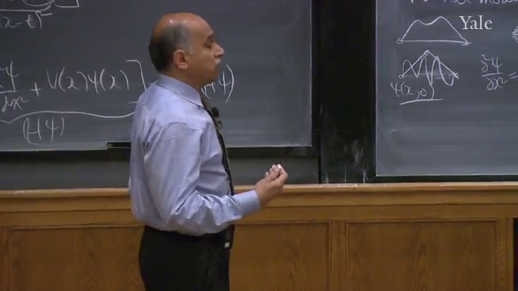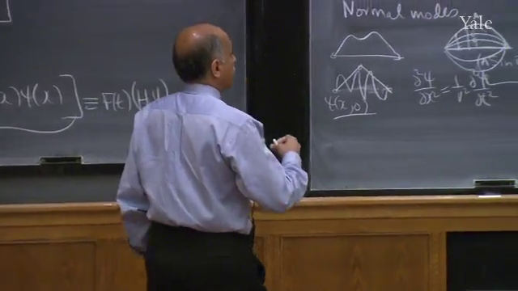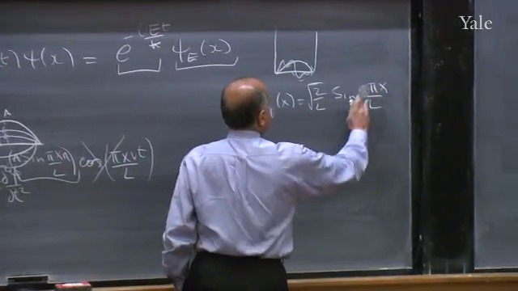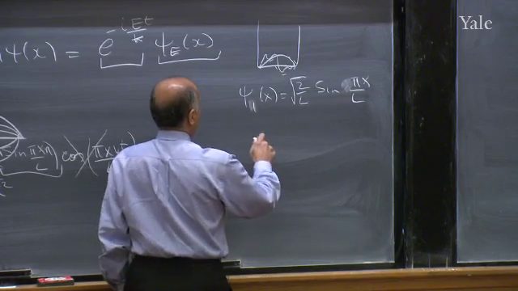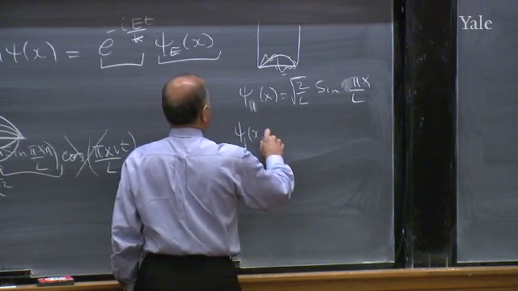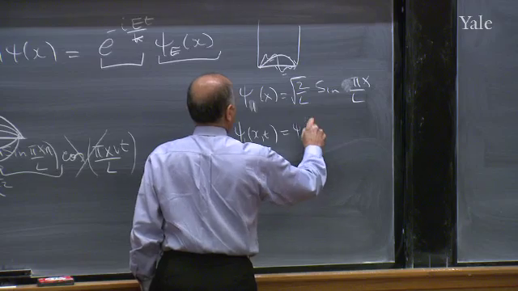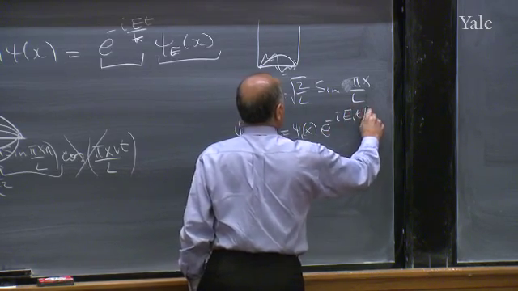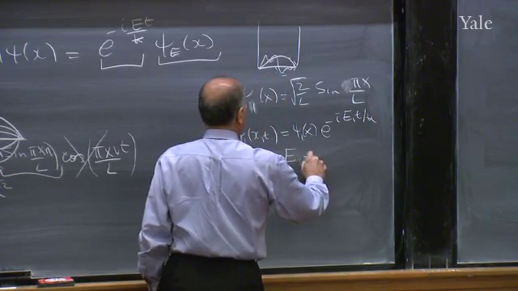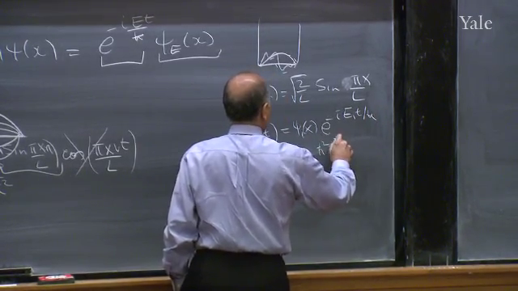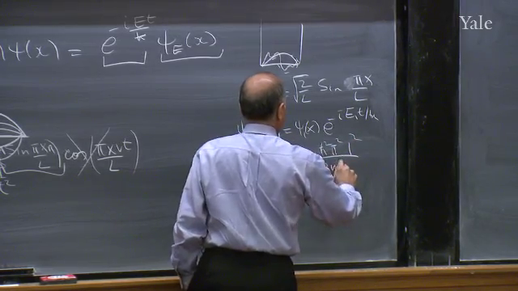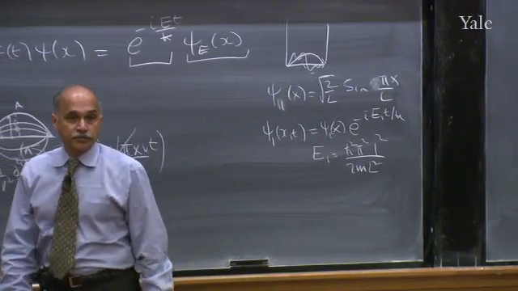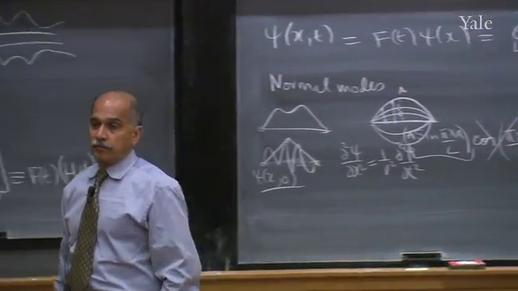So we know one simple example. Take a particle in a box. If it's in the lowest energy state or ground state, the wave function looks like that. Then the future of that will be psi 1 of x and t will be this psi 1 of x times e to the minus i e1 t over h bar, where e1 is h bar squared pi squared 1 squared over 2m L squared. That's the energy associated with that function. That's how it will oscillate.